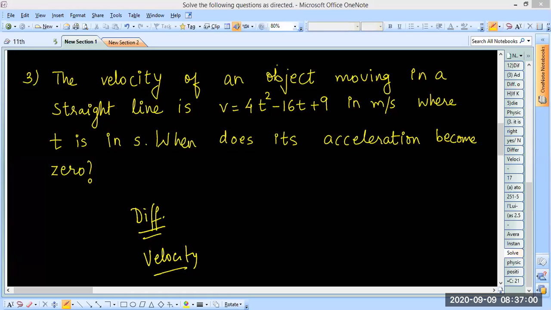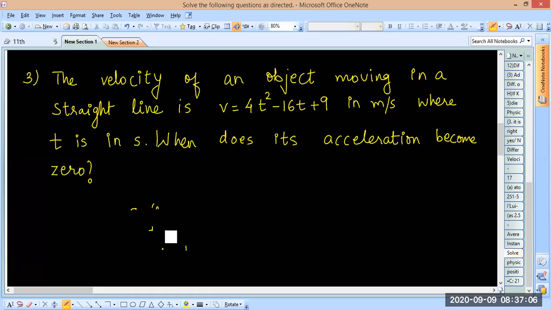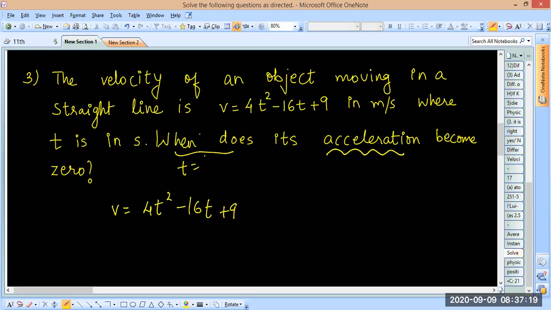Okay, fine. Let's do it. See, this is a question where velocity is given, and we are asked when. When means time, right? When obviously means time.